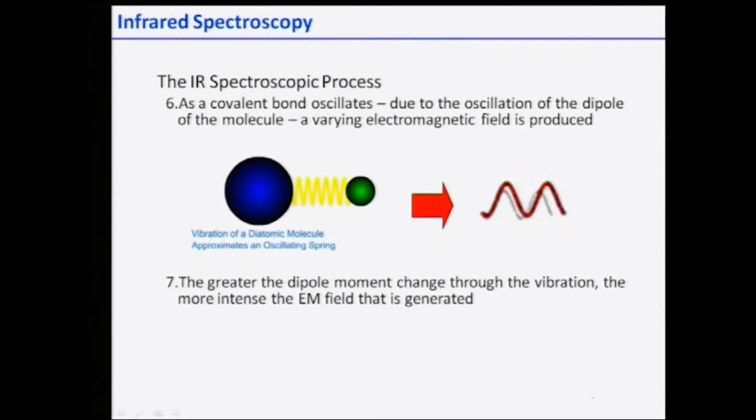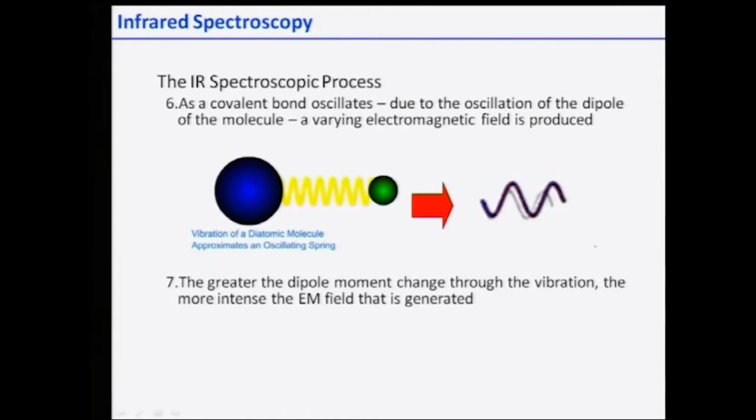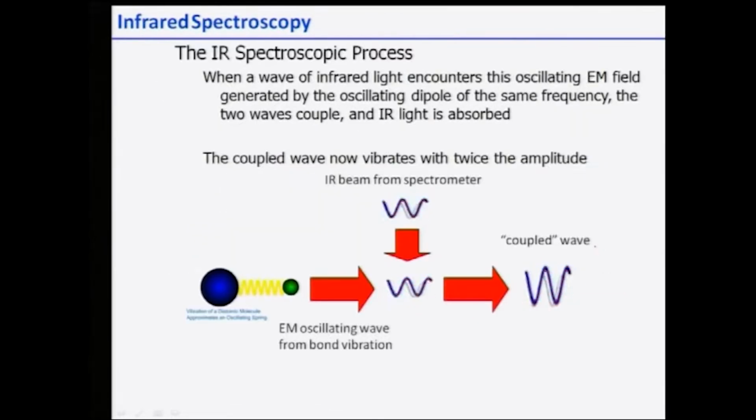Okay, so these two are actually a dipole. A varying electromagnetic field is produced, and because of that you can see there is a propagation of radiation. The greater the dipole moment change due to the vibration, the more intense the electromagnetic field generated. Electromagnetic field means there is vibration, so that is what can normally be used classically.